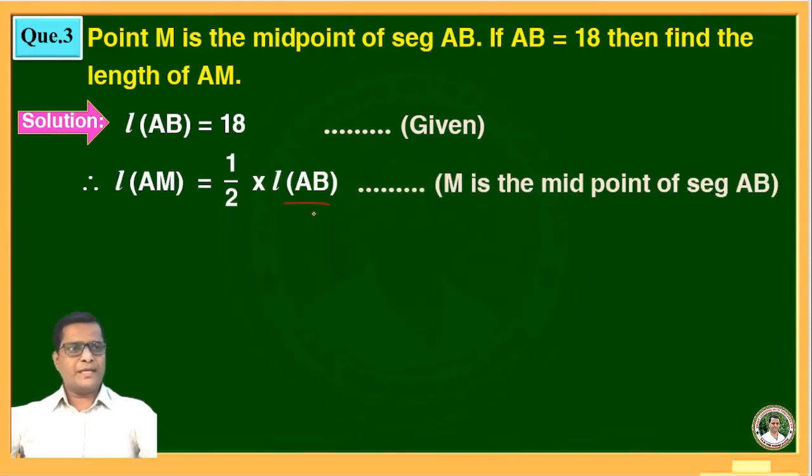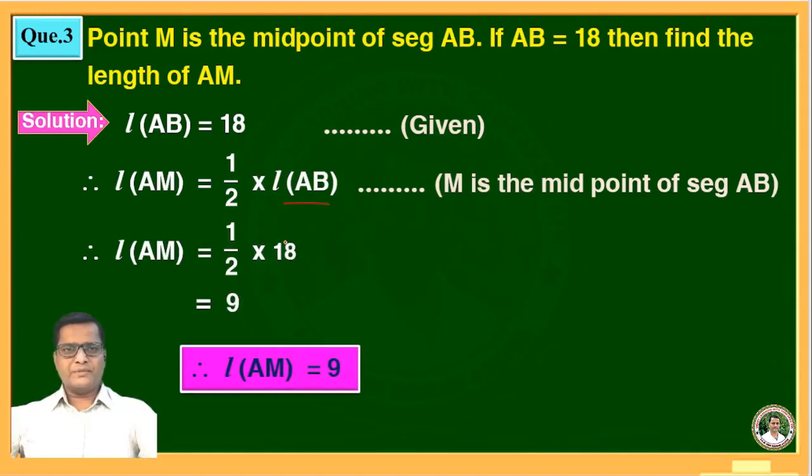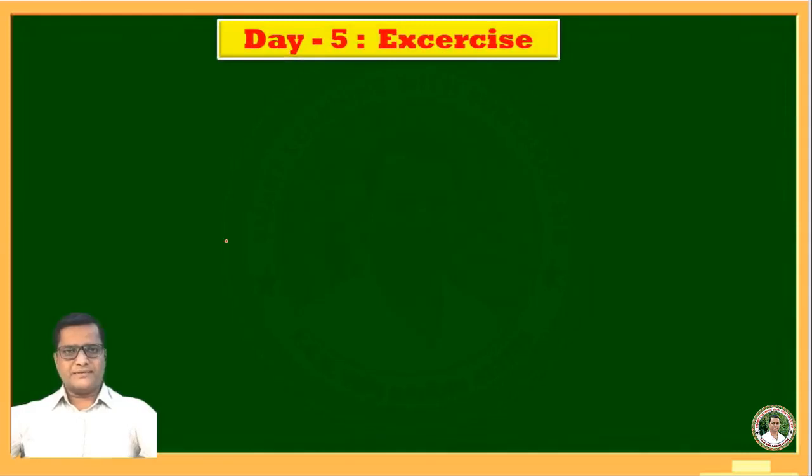Then put the values of AB. The value of AB is 18. Therefore, length of AM is equal to half of 18. Half of 18 is 9. Therefore, length of AM is equal to 9. This is the answer. Now, see the day 5 exercise.